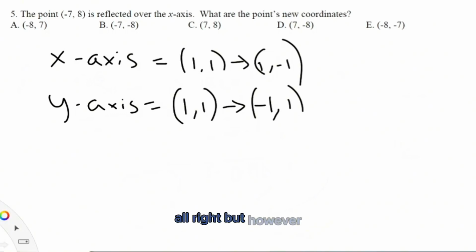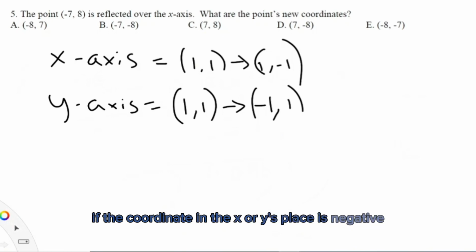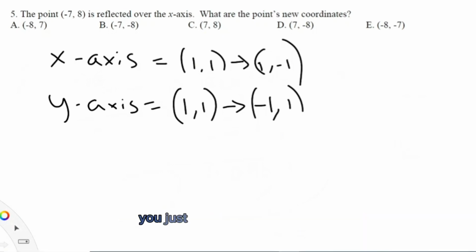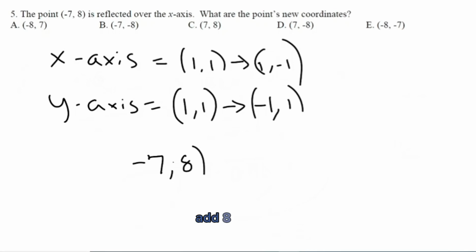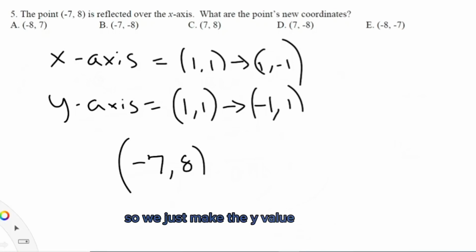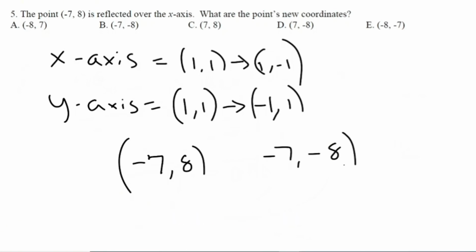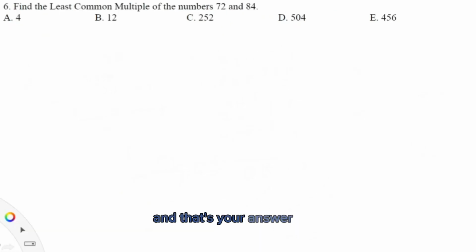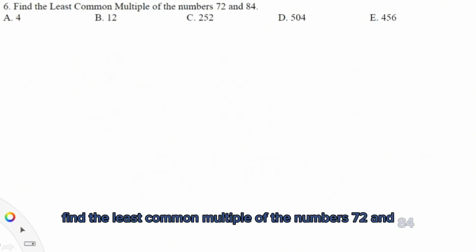Alright, however, if the coordinate in the x or y's place is negative, and that's the one we have to change, you just make it positive. Alright, so we're looking for reflecting over the x-axis in this problem, and we're given the coordinates (-7, 8). So we just make the y value negative, which is -8, so (-7, -8). And that's your answer.